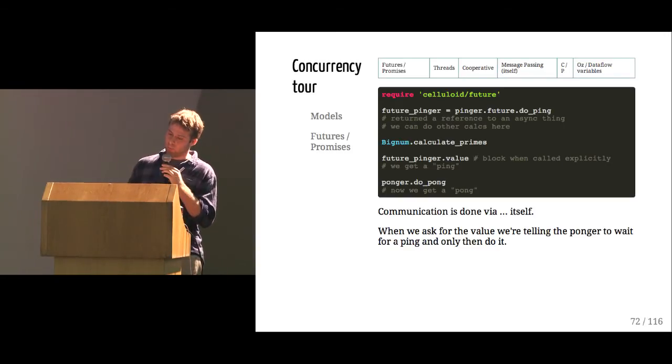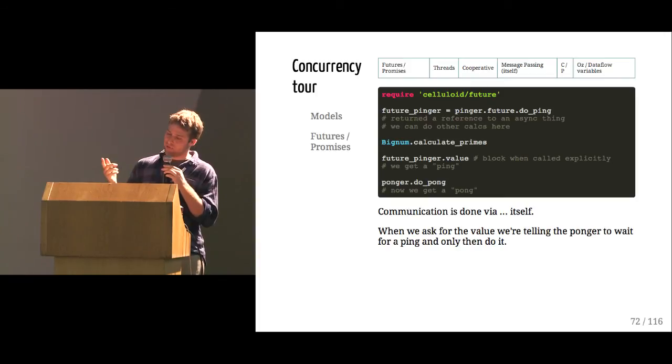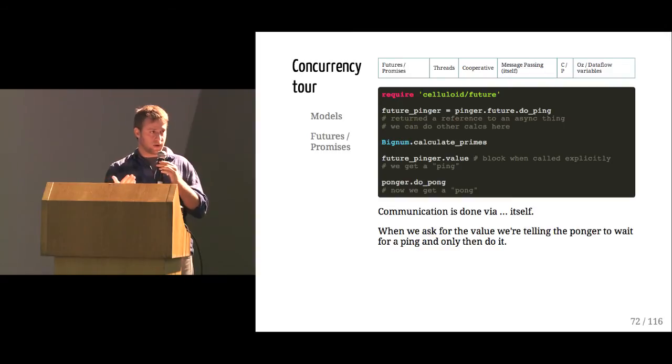And this is an example. You can see that we say pinger dot, so this is a pinger and a ponger, right? We want to make sure that these two executing things can communicate back and forth. And so we'll have a pinger dot future, and that future is a reference to something that is executing in the background.